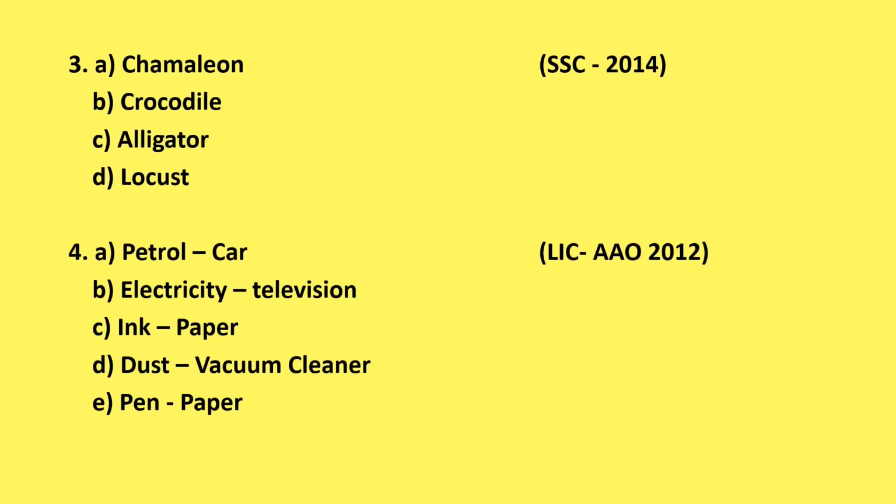The third question is a previous year question from the SSC 2014 exams. You can see there are names of four organisms given to you here: chameleon, crocodile, alligator and locust. So chameleon, crocodile and alligator, these three are all reptiles, whereas locust is not. So that means the locust is the odd one out here. So we go with option D as the answer.